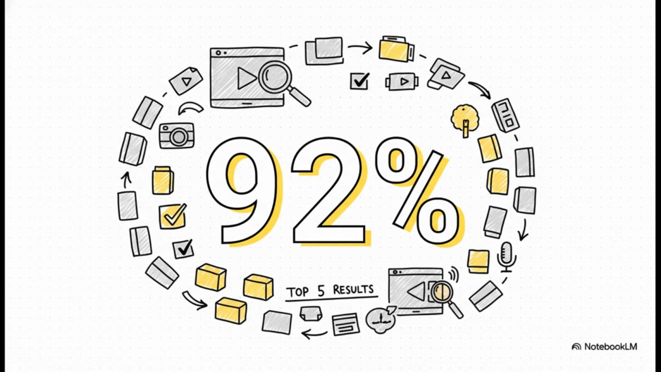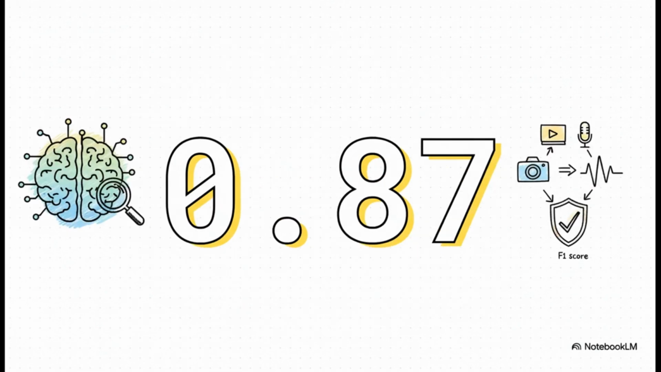So, after all that, the big question, does it actually work? Let's do a quick lightning round of the results. First up, retrieval recall, 92%. That means when the system goes looking for evidence, it finds the right clip 92% of the time. That is rock solid.